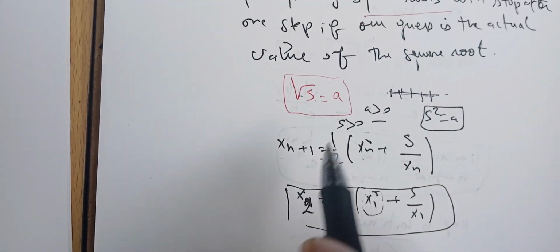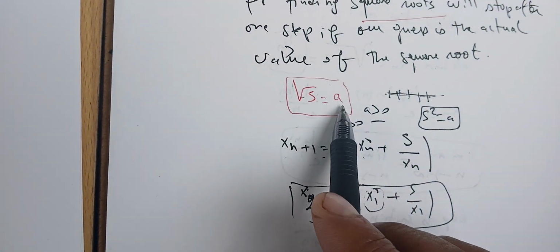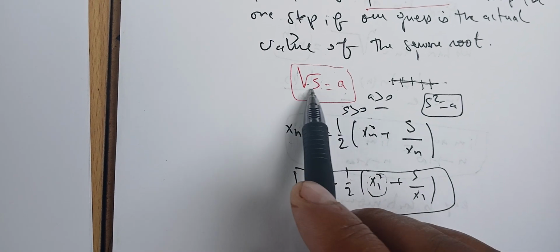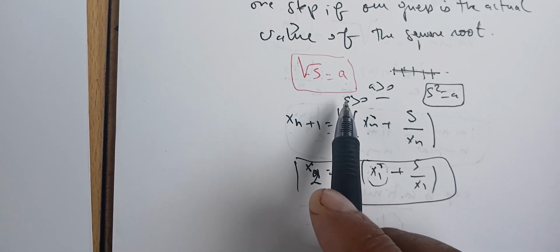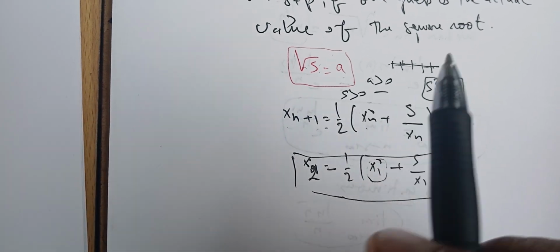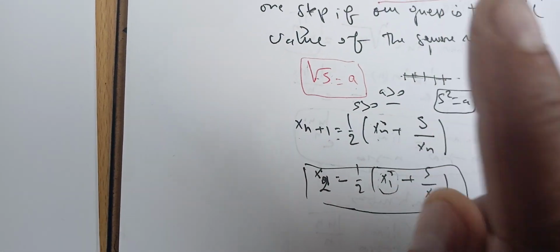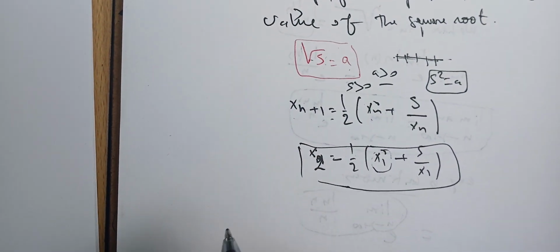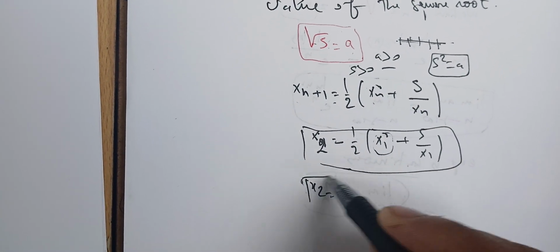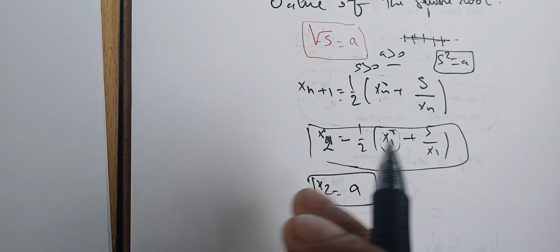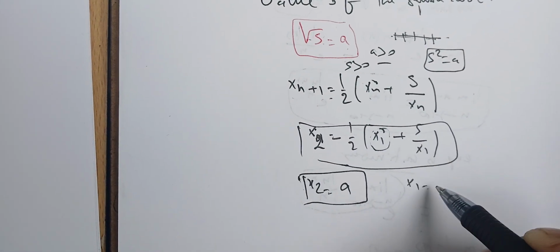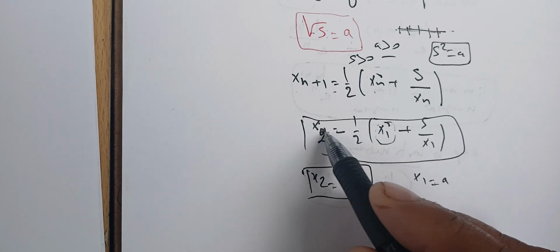Okay, so the question is telling us that if we say our guess is the exact value of the square root, then if we start from that, this algorithm will run one time only. That's what we have to prove. That means we're going to prove that x2 is a, based on the fact that x1 is a. So let's work it from here.